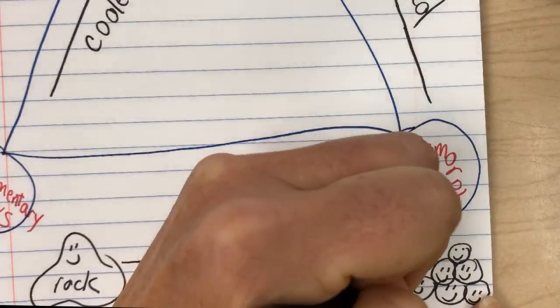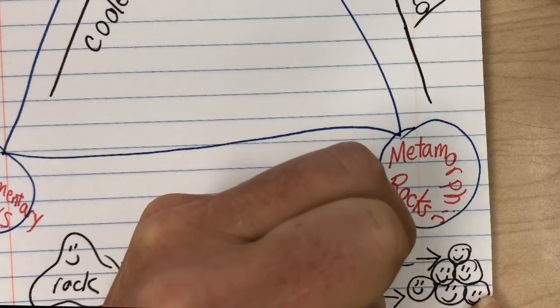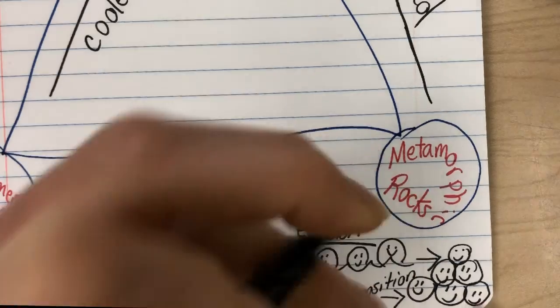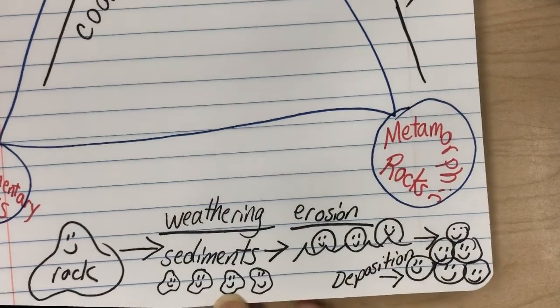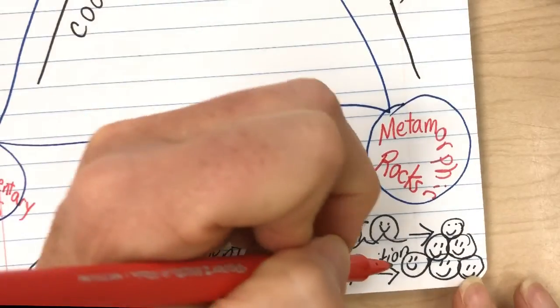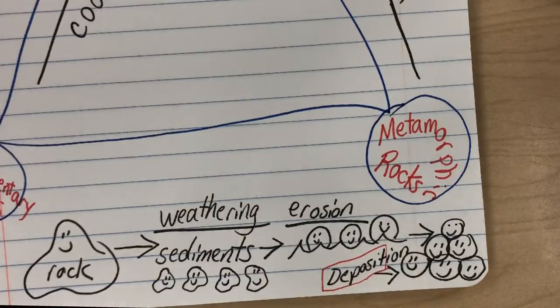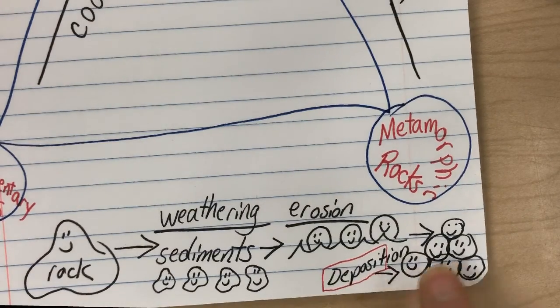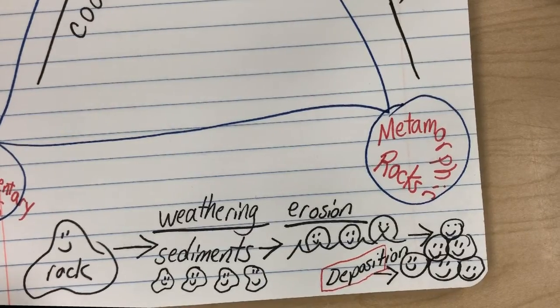I'm gonna have to do an arrow over this way. Deposition. It's easy to remember because it has that word deposit right in there. We said, like, if you were to deposit money in the bank, you're leaving it there. Deposition, those sediments are deposited somewhere new.